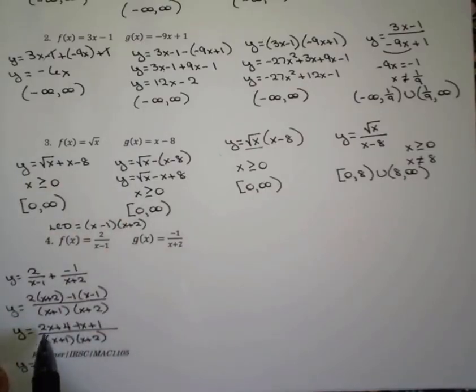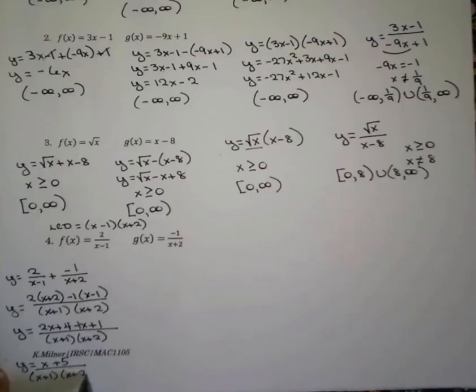So, what did I say? 2x minus x is x. 4 plus 1 plus 5. And like I said, let's leave that denominator in the factored form because it will help us to figure out the domain if it's already factored.